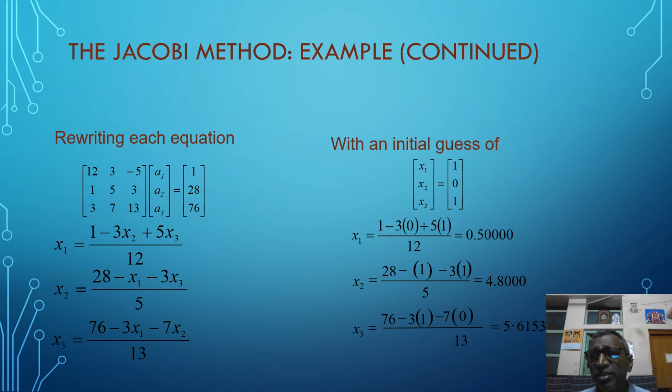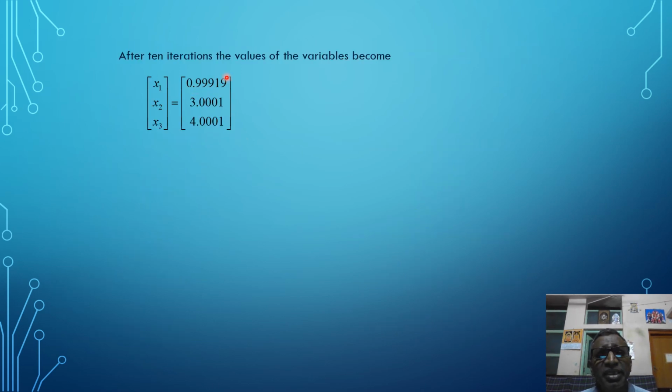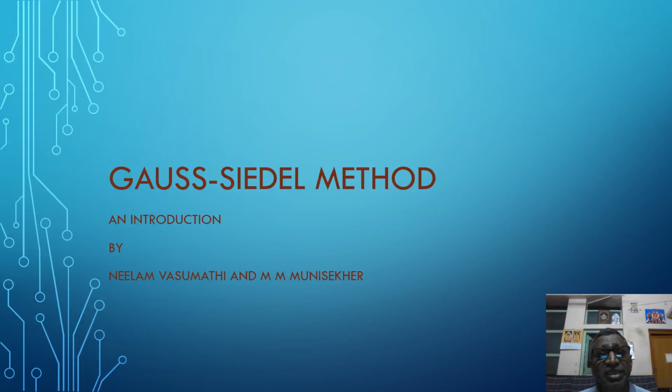Finally, after 10 iterations, the values of the variables become x1 is equal to 0.99919, x2 is equal to 3.001, and x3 is equal to 4.001. Approximately, I can take it as x1 is equal to 1, x2 is equal to 3, and x3 is equal to 4. So this is about the Jacobi method. Next, we will go for the next iterative method, which is called the Gauss-Seidel method.